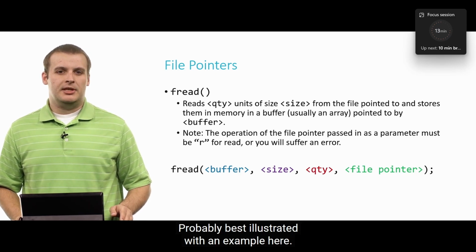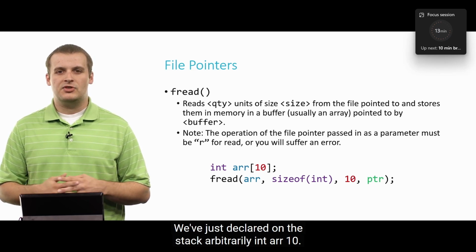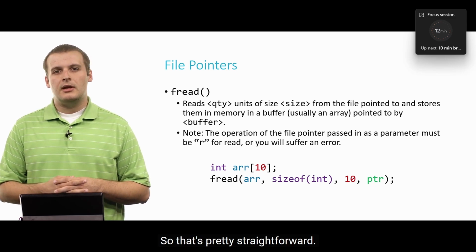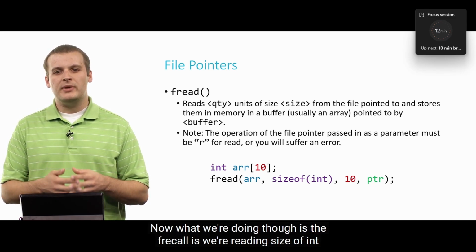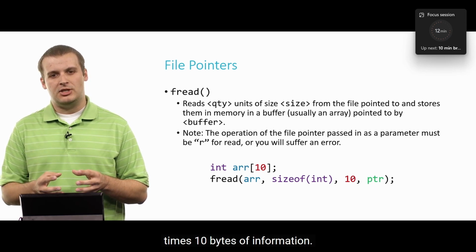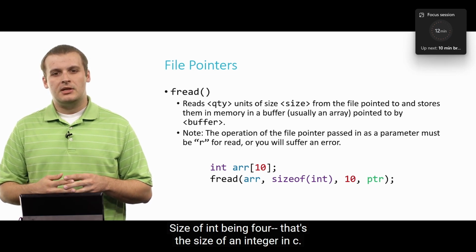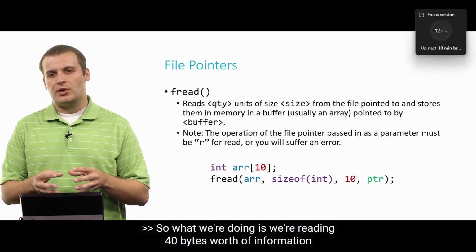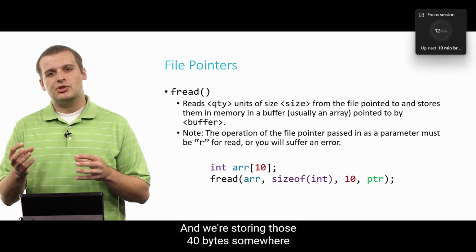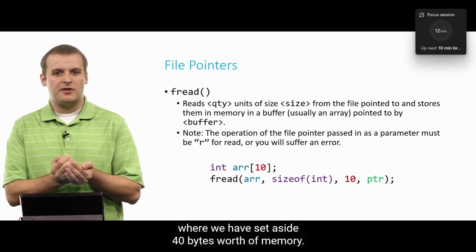Probably best illustrated with an example here. So let's say that we declare an array of 10 integers. We've just declared it on the stack arbitrarily, int arr[10]. So that's pretty straightforward. Now what we're doing with the fread call is reading sizeof(int) times 10 bytes of information. Sizeof(int) being 4, that's the size of an integer in C. So what we're doing is reading 40 bytes worth of information from the file pointed to by ptr, and we're storing those 40 bytes somewhere where we have set aside 40 bytes worth of memory.